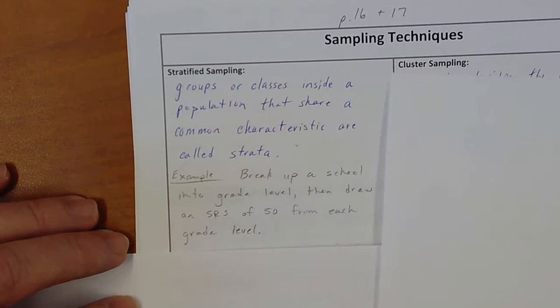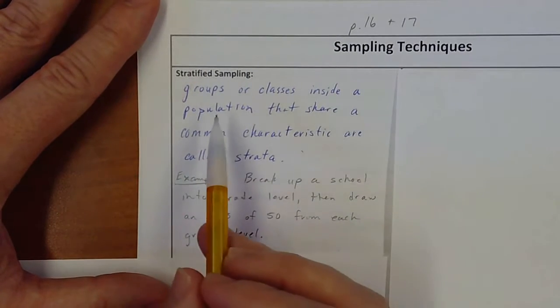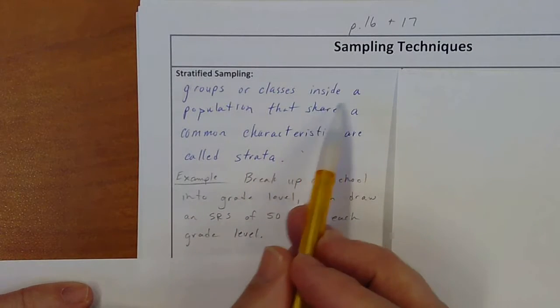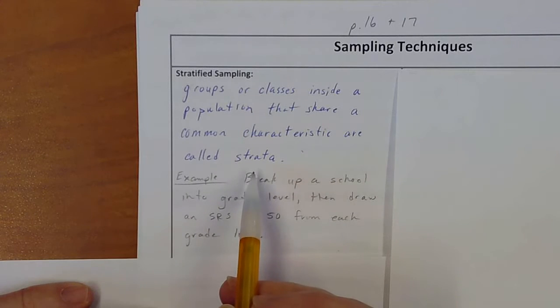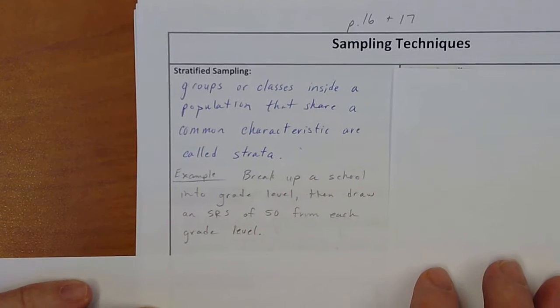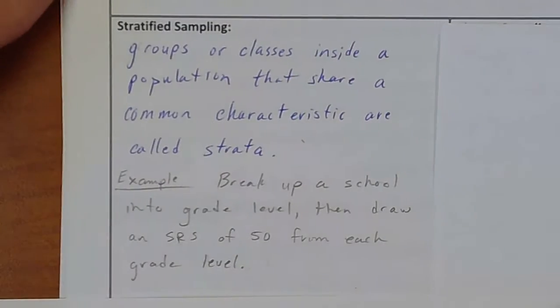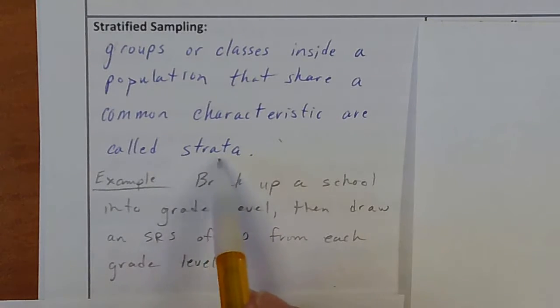Okay, here we go. Stratified sampling. Let's write this down in this first box. This refers to groups or classes inside a population that share a common characteristic. And that's kind of the reason they call it stratified, because the word strata is another word for like a group.